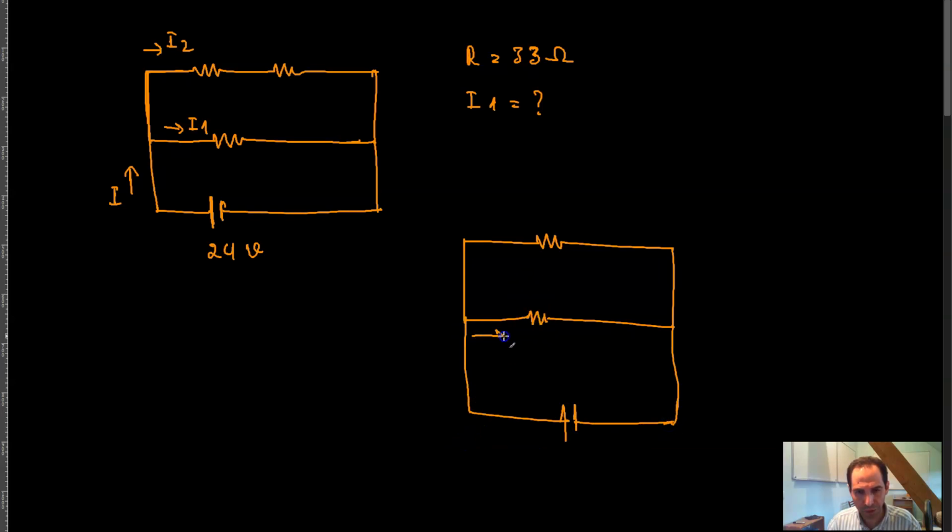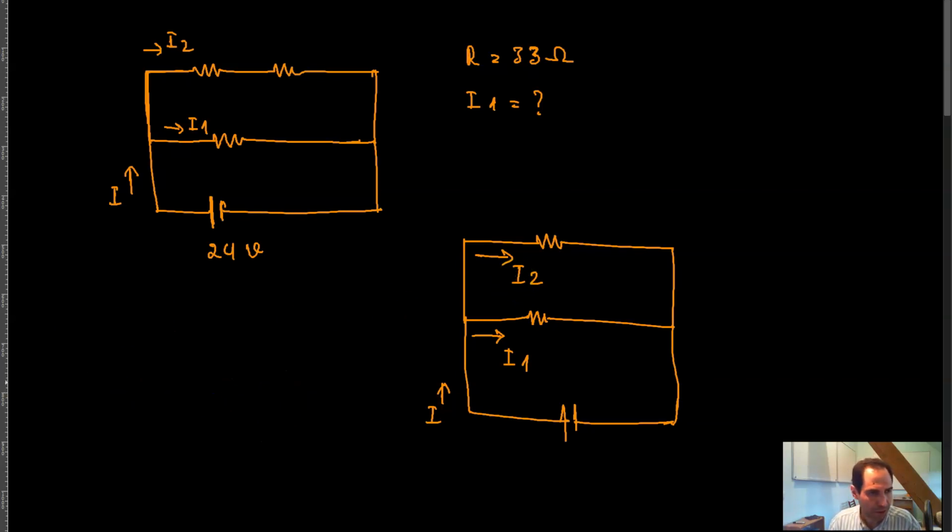So the current going through this branch has nothing to do with the current going through this branch. This branch has its own current, this branch has its own current, and they have nothing to do with one another whatsoever, except that if I call this I1, and this I2, and this, for example, I, then of course I would be equal to I1 plus I2. But I1 is not going to influence I2, nor is I2 going to influence I1 in any way. They are completely independent, right?